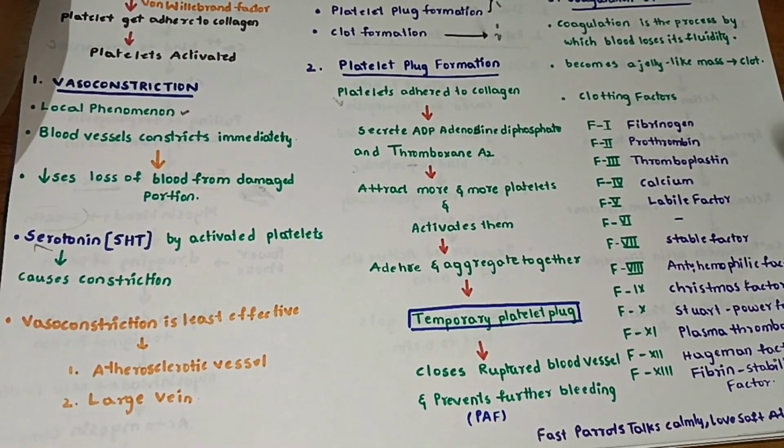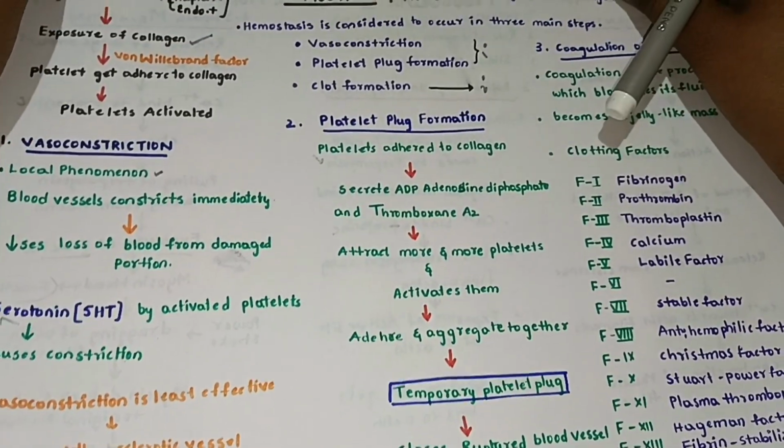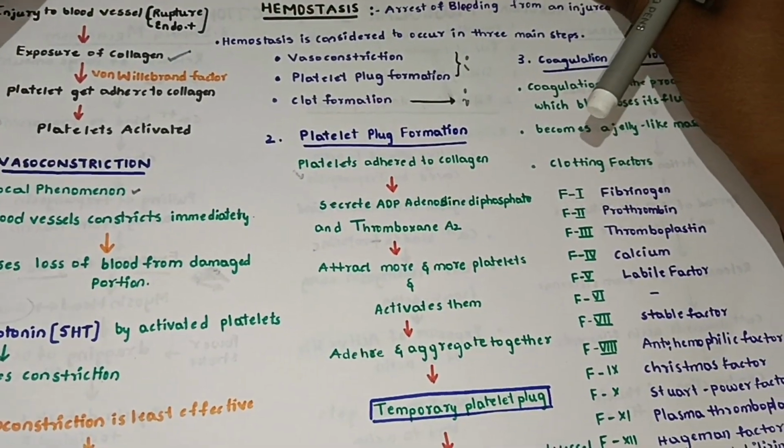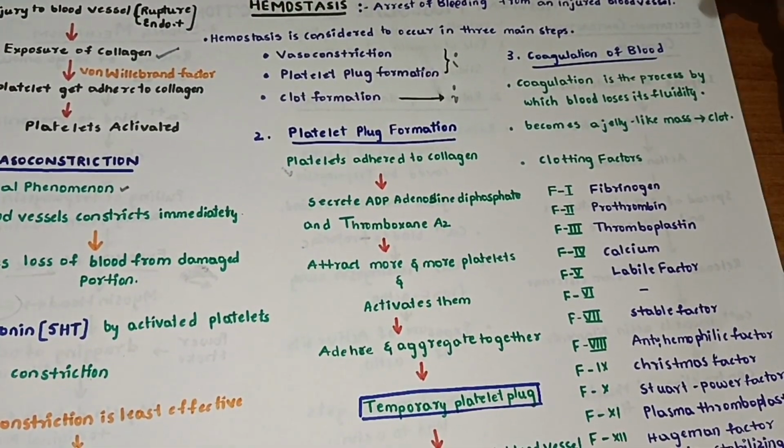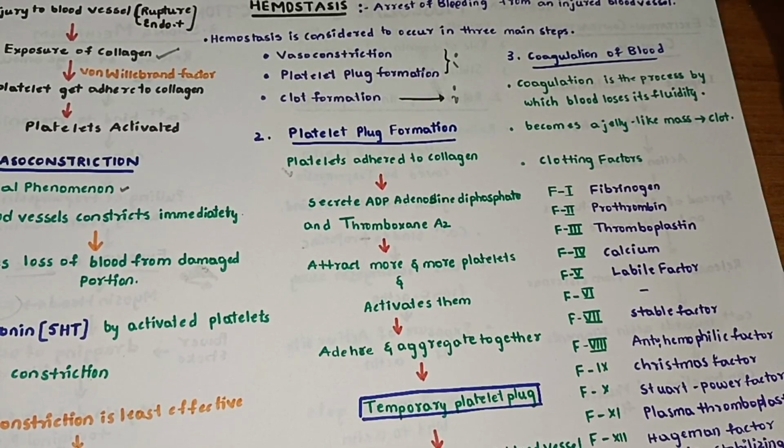Now let's see platelet plug formation. Platelet plug formation is not permanent; it is transient. It cannot stop bleeding for a long time. It is not as effective as the clot formation. It is just transient.